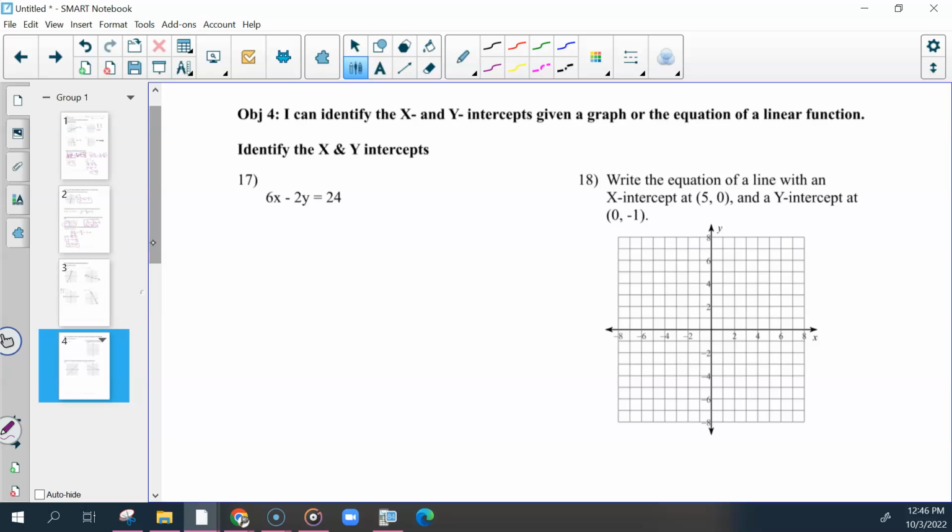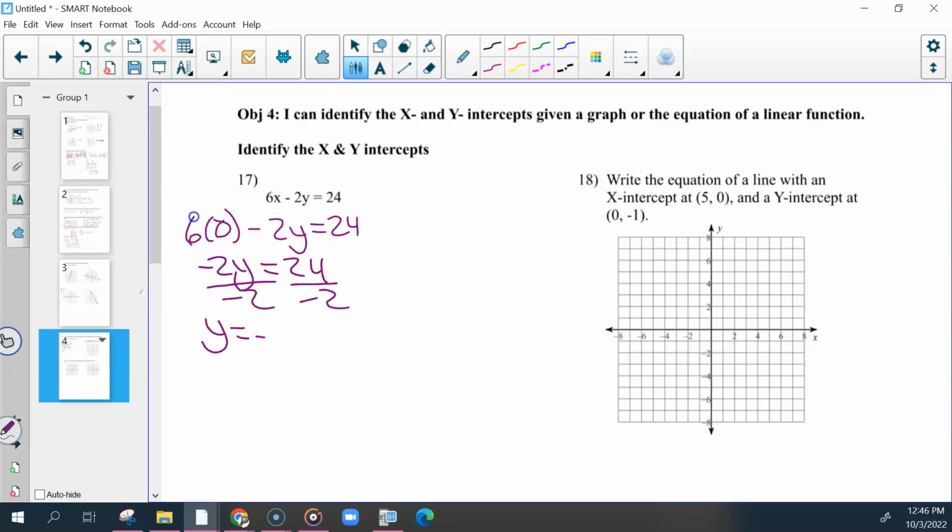For 17, you needed to do the work to find both of your x and y intercepts. Doesn't matter which one you did first. Put 0 in for whichever one you were solving, or the opposite of whichever one you're solving for. And then put what's left and solve for that variable. Be careful with your signs. Some of you weren't bringing down the negative, so you got a positive 12 instead of a negative 12. And then put that as an ordered pair.